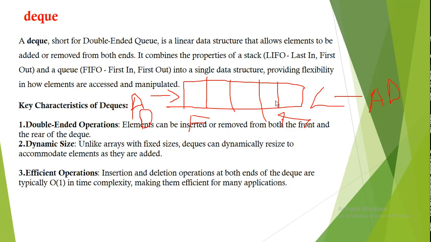I think this structure is very important. You should understand this structure, and then only you can know about this DQ. So I think you understood this one. You can add the data from the front, and you can also delete the data from the back. Both the things can be done over here.